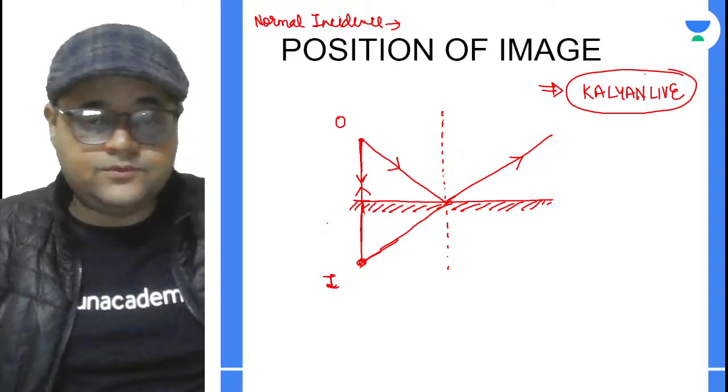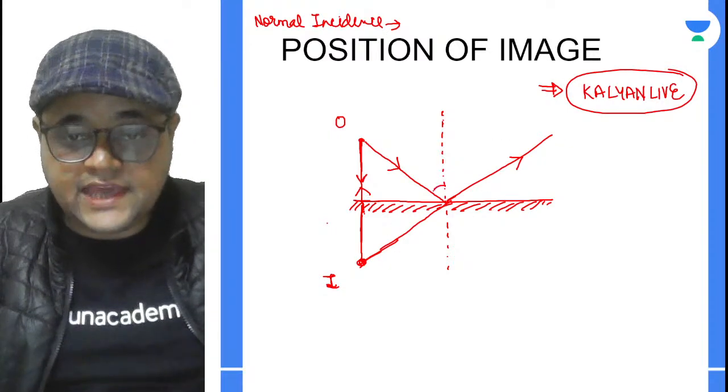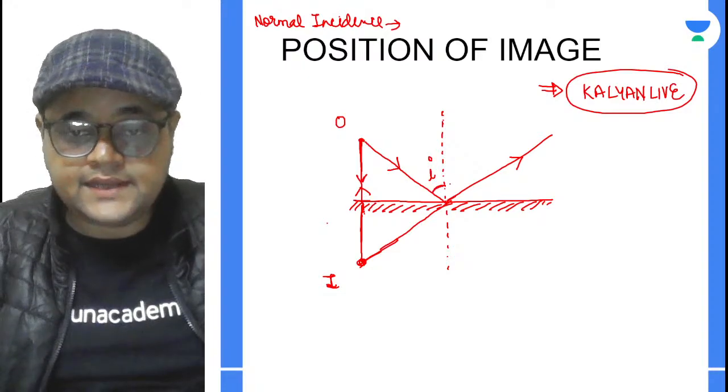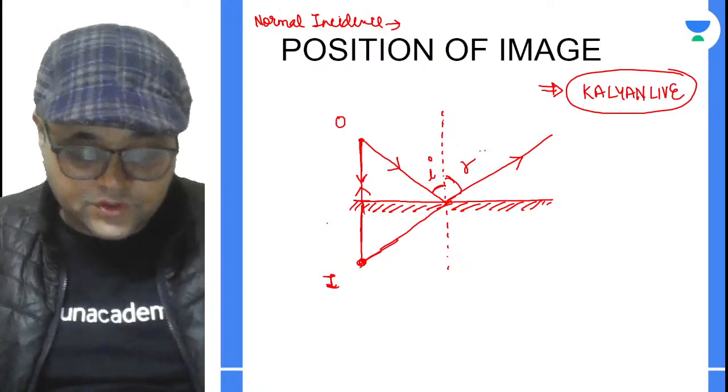Okay, so what I was telling, this is the position of the image. Now see, this is the angle of incidence, right? This is the angle of reflection. Yes or no? So far so good?